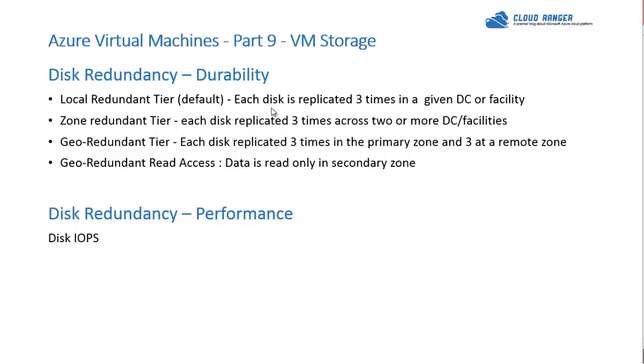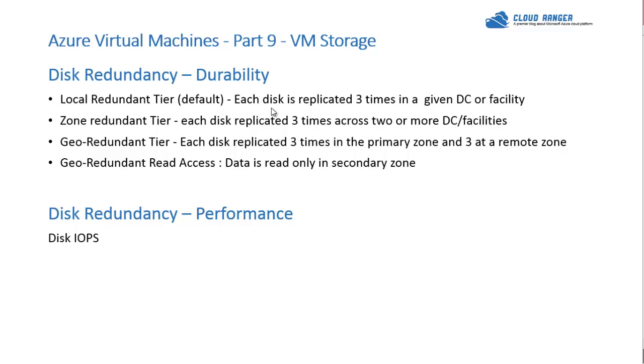By default, each disk is replicated 3 times in a given data center or facility. What it means is that in your on-premise systems, when you buy a server, you'll have RAIDs, right? You will have your disk geometry, you'll have RAID 0, RAID 1, RAID 5, whatever. And what you do is basically try to prevent disk failures. That's why you have durability of those disks. And for your operating system, for example, you'd have RAID 1 or whatever.